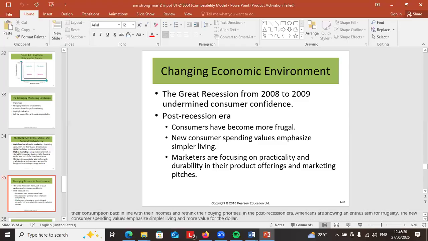In the post-recession era, therefore, consumers have become a lot more frugal or thrifty, as there are new consumer spending values which emphasize simpler living. And so it is important for marketers to focus on practicality and durability in their product offerings and marketing pitches.